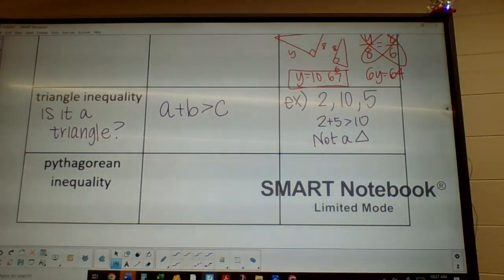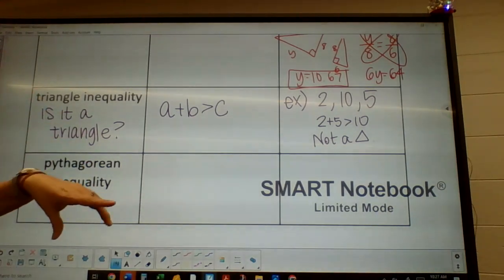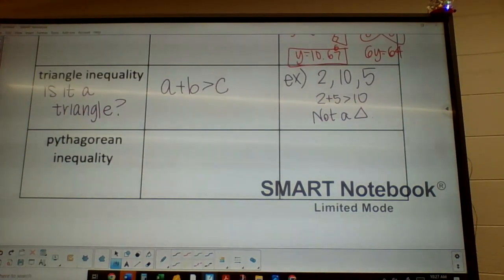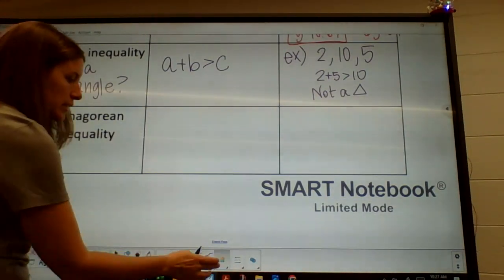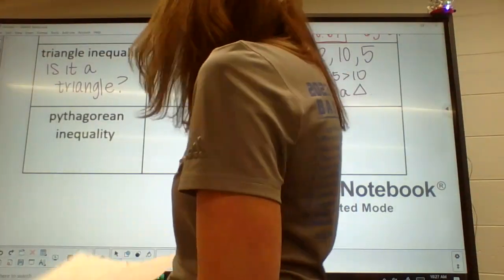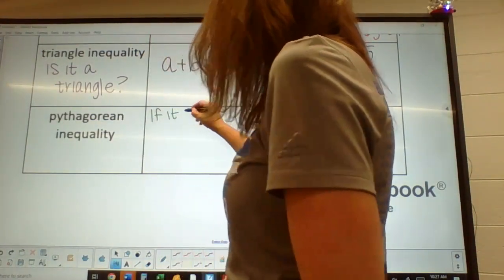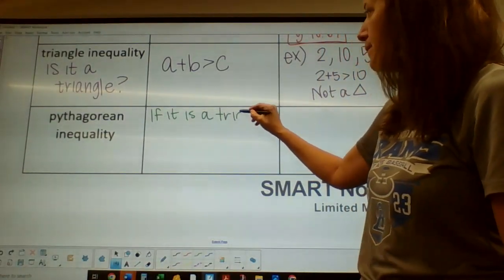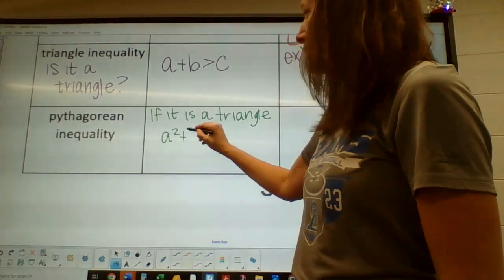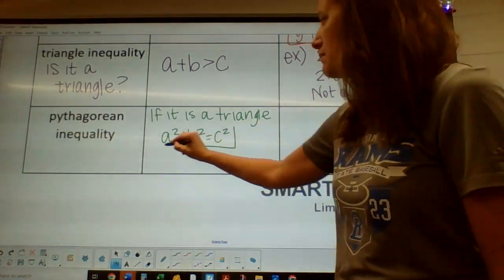On the test, and there's a question like this on our notes quiz we're going to do today, this exact question is my first question I'm asking. The second question: if the answer is no, we just stop. If it's yes, then we go to the Pythagorean inequality, and this is where we determine if it's right, acute, or obtuse. So if it is a triangle, a squared plus b squared equals c squared means it's right.